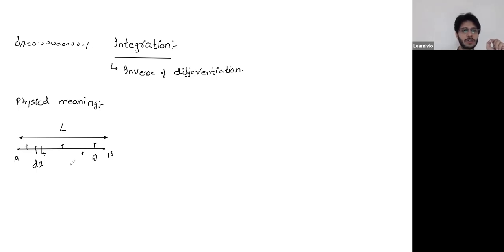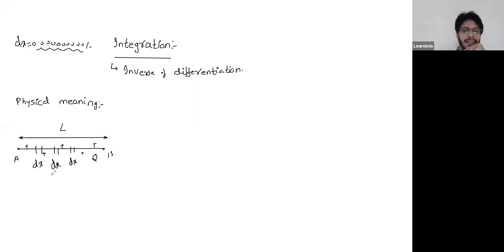So, Sania, can you count the number of dx elements from A to B? It would be finite or infinite? This is one dx element. I can consider another dx element, one more. So how many dx elements can I take from A to B over the entire rod? Will it be finite or infinite? Infinite, because dx is an extremely small element. So from A to B, you have infinite dx.